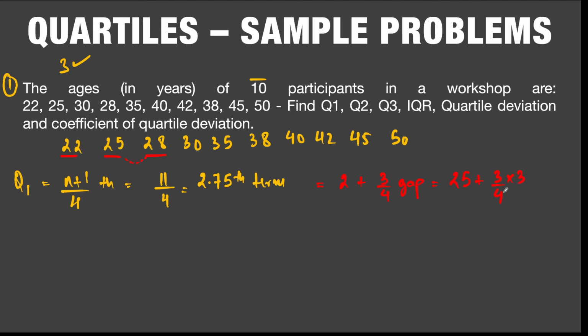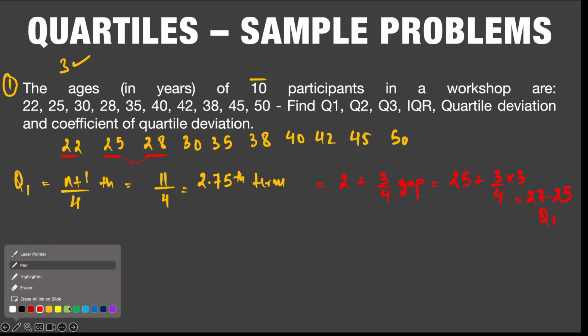So I'll multiply it by 3. 3 threes are 9. 9 by 4 is 2.25. So 2.25 plus 25 gives me 27.25, and this value is equal to Q1. I have found Q1 for you.